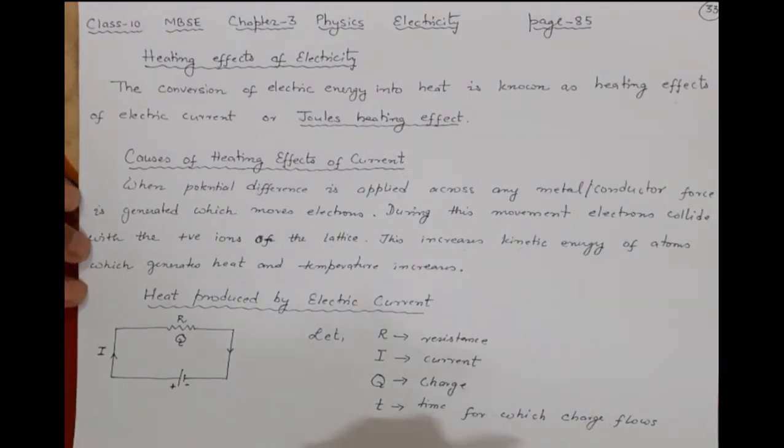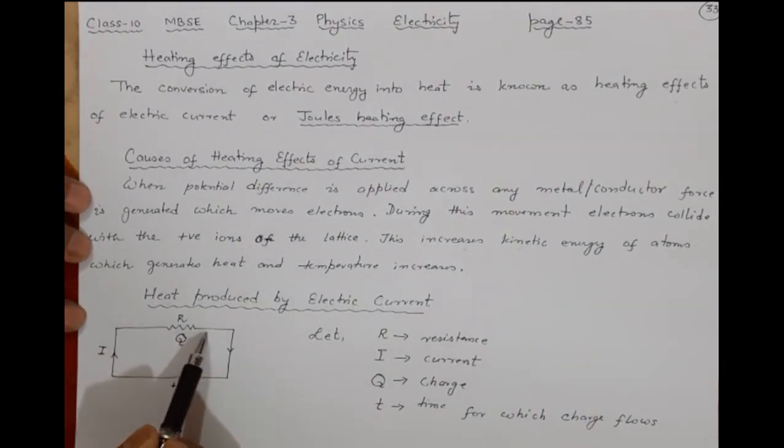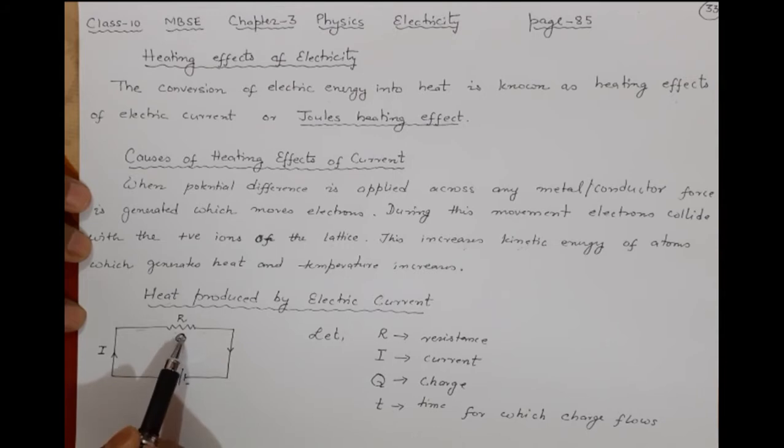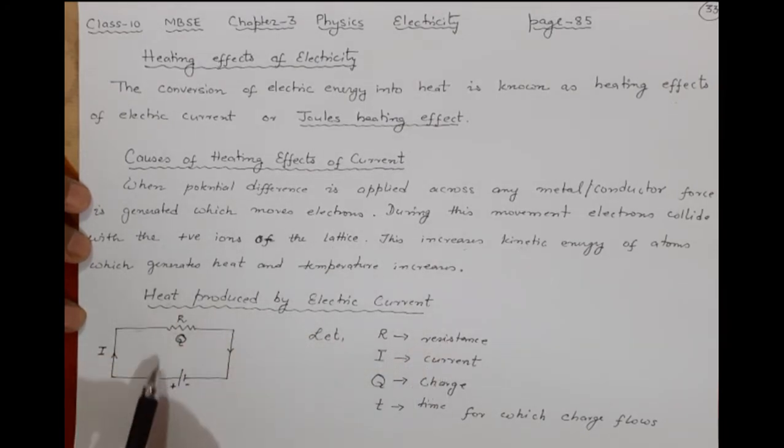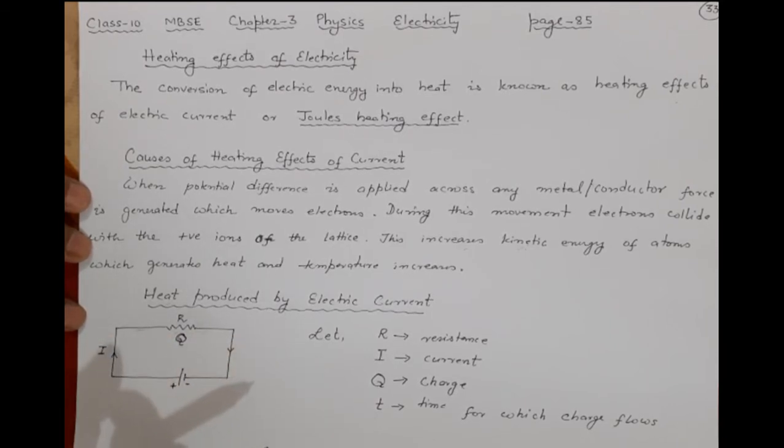For this we assume there is one resistance, current is flowing through this resistance, and the charge is Q, capital Q. The potential difference, that is the battery, is connected here. Current is flowing like this. Let R be the resistance, I the current, Q the charge, and T the time for which this charge is flowing. Now I need to find how much heat is here. Heat will be symbolized as H. Whatever we know from our previous knowledge about resistance, current and time, we'll try to derive how much the heat energy is.